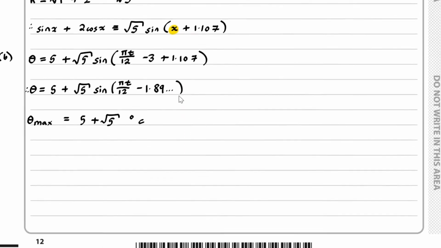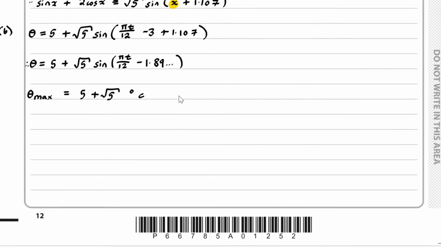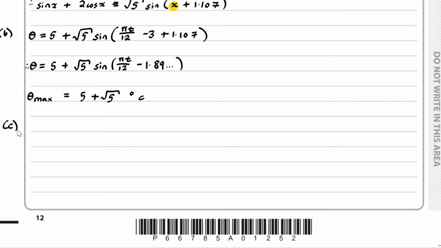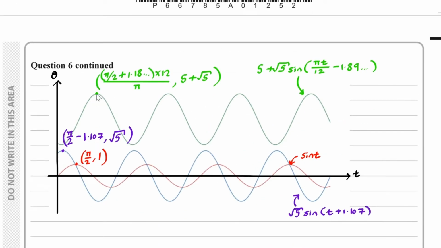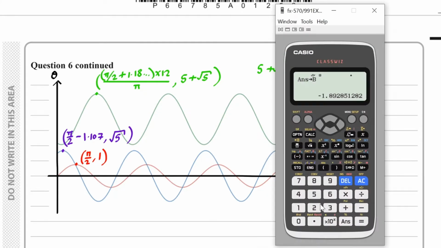Well, of course, I've discussed all this before. Essentially, this maximum occurs at this point. So we have pi over 2. Let's just write this down. We have pi over 2 plus this, and then we times this by 12. Then we divide this by pi.